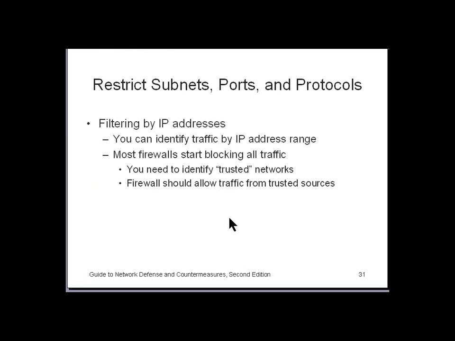Okay, you can filter by IP addresses. So you usually use CIDR notation in order to do that, and I'll talk a little bit more about that in the iptables videos. And of course you need to identify your trusted networks. That is the ones that are going to have the least restrictive firewall rules, and those are going to be the ones on your internal LAN. And that's what this essentially says right here. The firewall should allow traffic from trusted sources.